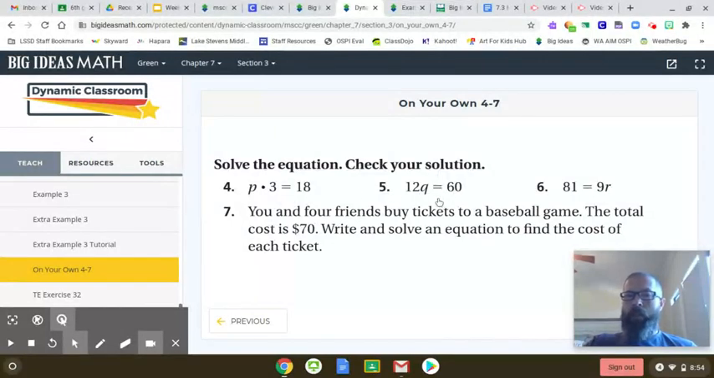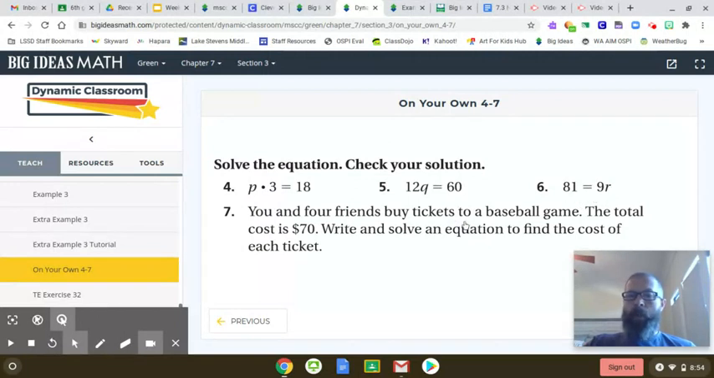12Q equals 60. I'm going to divide by 12 on this side and this side because this is multiplication. In order to undo it, I divide by 12. So I end up with Q equals 5. This one, 9 times R equals 81. Undo the multiplication by dividing. Divided by 9, divided by 9. And I end up with R equals 9.